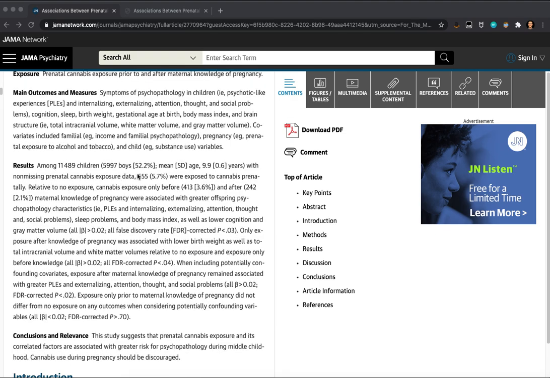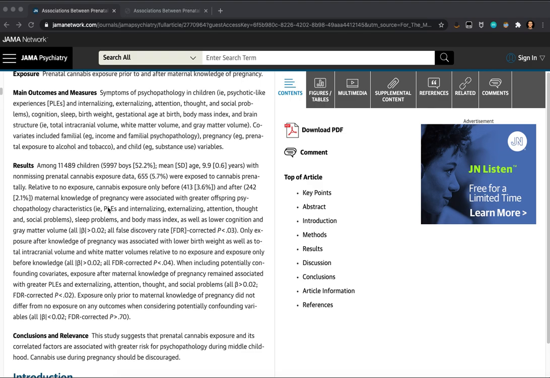So in the results, you can see that they're providing information for us to understand the spread here of the total data set. Half of the people are boys, and 5% were exposed to cannabis prenatally. This is kind of interesting. It talks about whether or not the exposure was with or without parental knowledge. So this would be before parental knowledge, so women who smoked marijuana before they knew they were pregnant, and then 2.1% used marijuana after they knew they were pregnant.